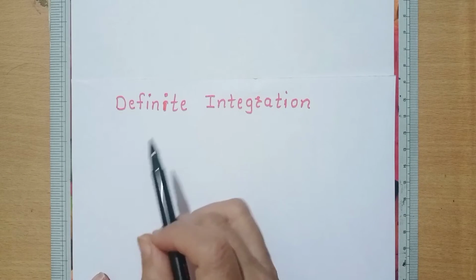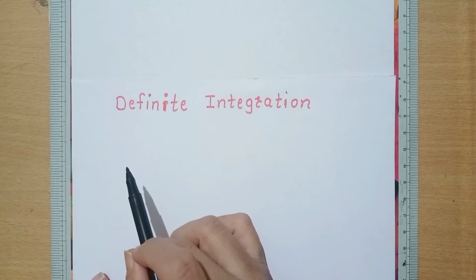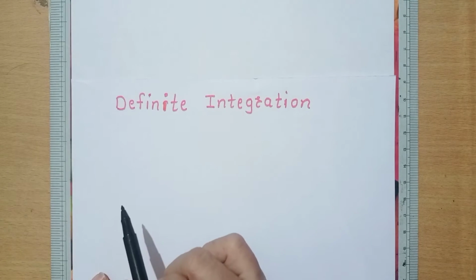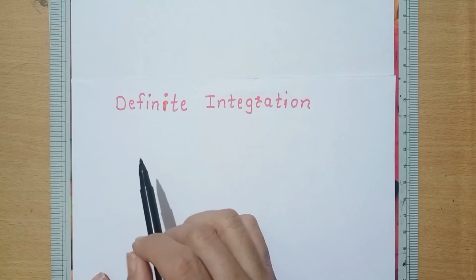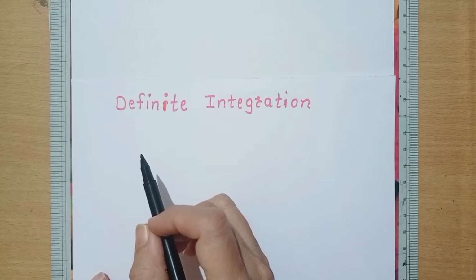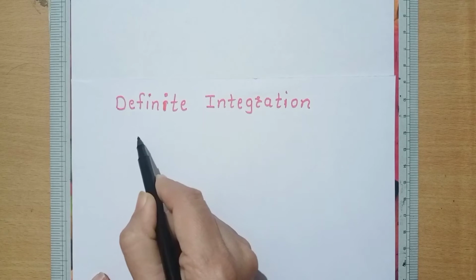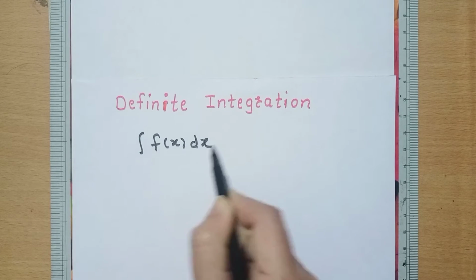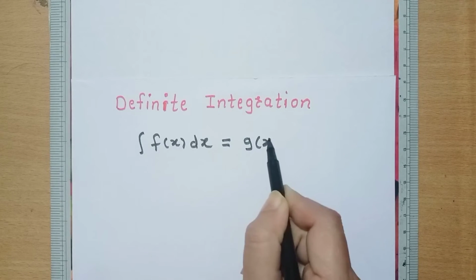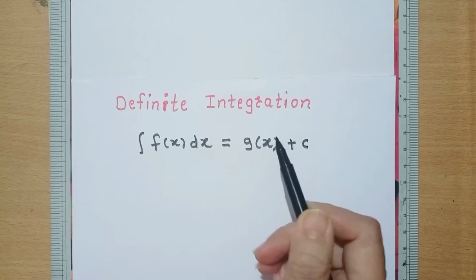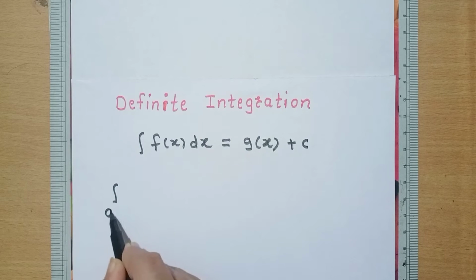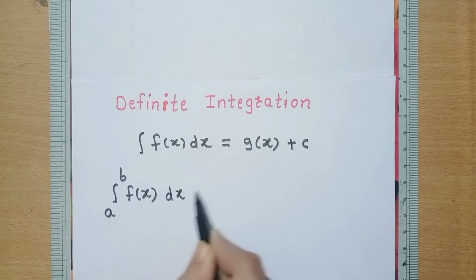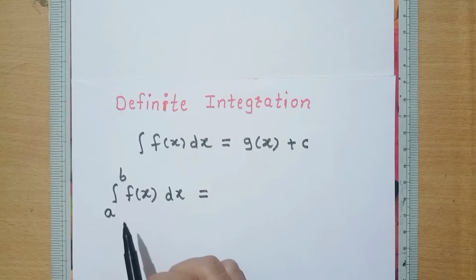Hello students, today we are going to solve question 2 from exercise 4.2 of definite integration, and we are going to use the same rule which we have used previously. So if the integration of f(x) dx equals g(x) plus c, then the integration from a to b of f(x) dx. Now this is definite integration, and what is our rule?